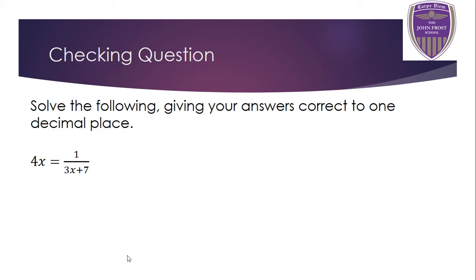Okay. Right then, the checking question now. This is quite tough, so let's have a go. Pause the video, write it down, and then come back to me. I'm going to write it down on the next slide as well. You've got to solve it to 1 dp. So I've got 4x equals, was it, 1 over 3x add 7?